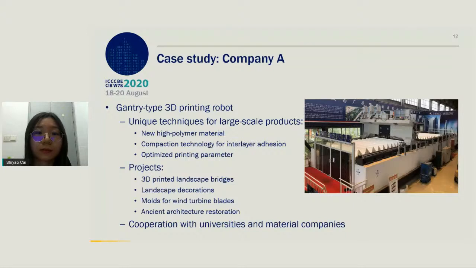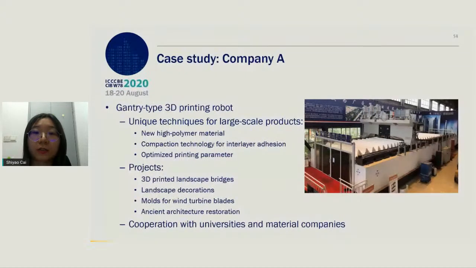After the overview of the supporting technologies, we conducted case studies to look into the experience of R&D and application. In the first case, a representative robotic product of Company A is a gantry-type 3D printing robot. The most important feature of this robot system is the large volume of its products, which leads to changes in many aspects, such as the materials, the compaction technology for interlayer adhesion, and the printing parameters.